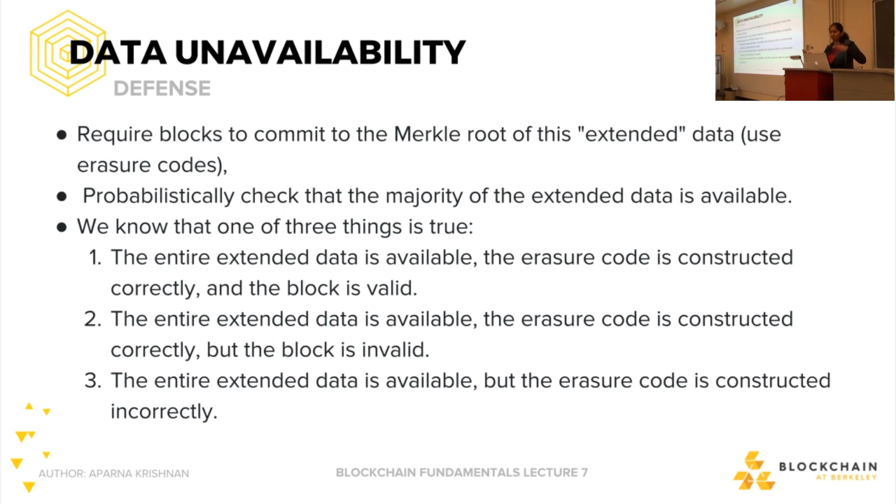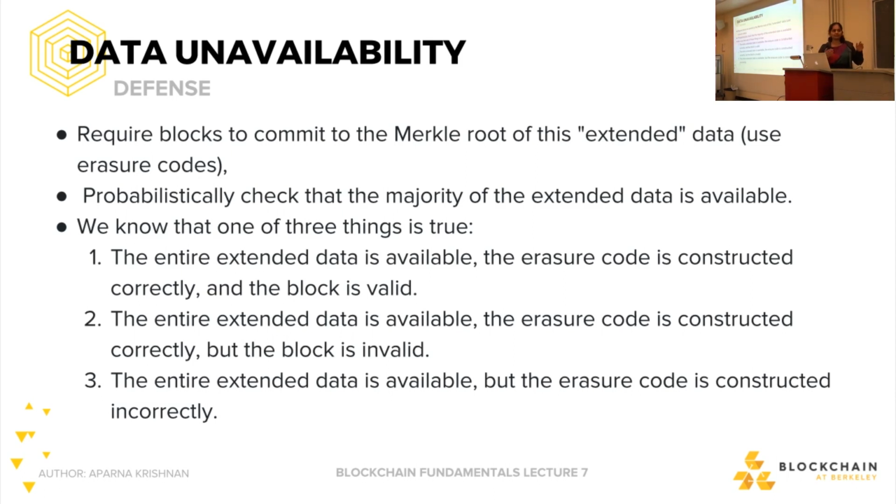From this simple check, you know one of the following three things are true. Either the complete erasure code data is available and the data can be constructed correctly, which means the block might also be valid, in which case no one needs to submit a fraud proof, everything's good. The second case, you have some of the data available, but the erasure code is completely available, which means I can reconstruct the original data that I need, but the block is invalid.